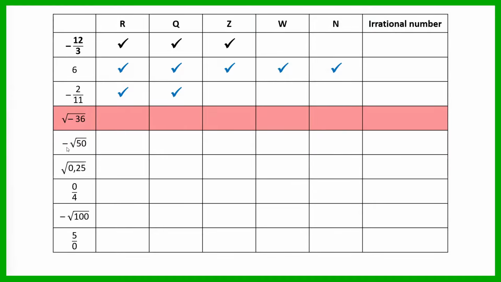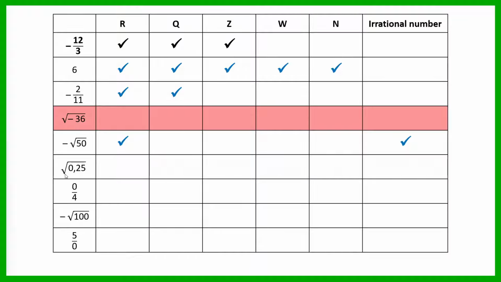Next one, we've got negative square root of 50. Now 50 is not a perfect square, which means that this is not going to be an integer or a whole number or anything like that. It is going to be a real number. It is part of the real number system because you can take the square root of a positive number, but it is irrational because it's not a perfect square that you've got over there.